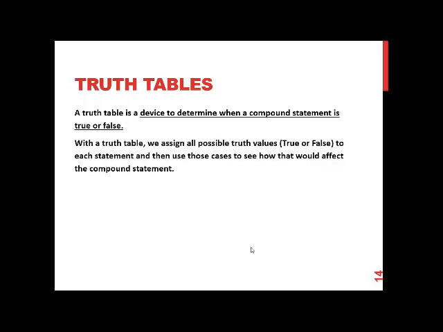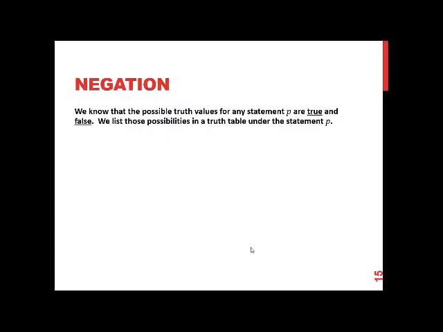With truth tables, we assign all possible truth values to each statement and then use those cases to see how that would affect the conditional or the compound statement. At this point, we don't care what the statement is, we don't care whether it's true or not, we're just looking at how to evaluate all the possibilities.